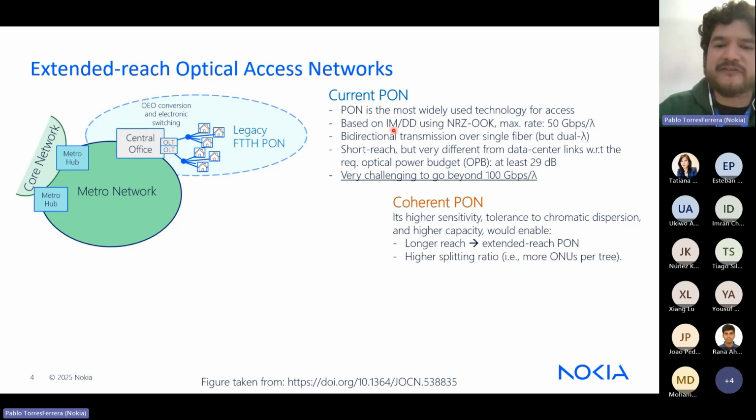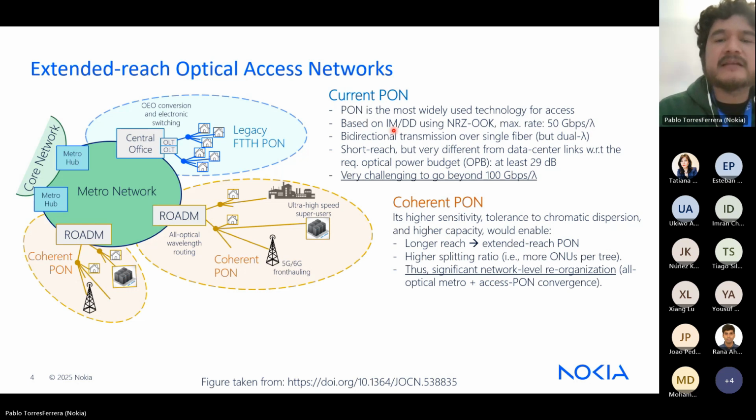Another thing is that we can have higher extinction ratio, so we can have more ONUs per tree, which will help us build bigger coherent technologies. So this is the schematic for the metro access or extended access network. I will use this terminology during the presentation as synonyms. So basically, coherent extended access or metro access will be, for this presentation, basically the same.